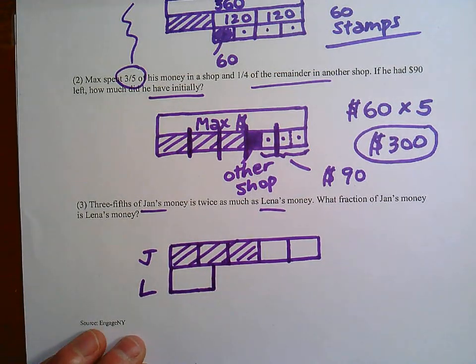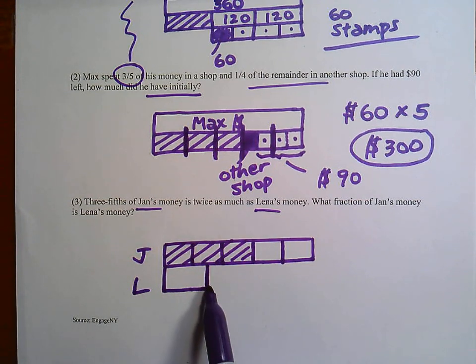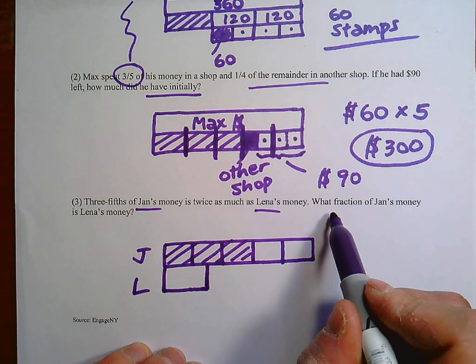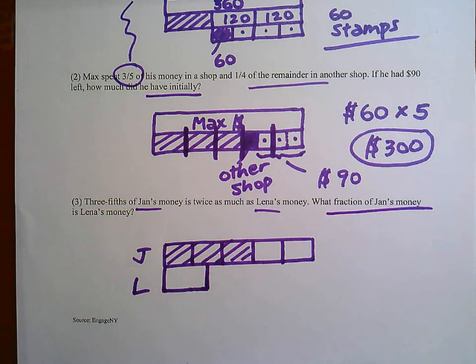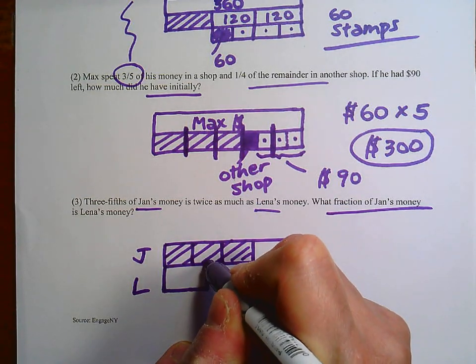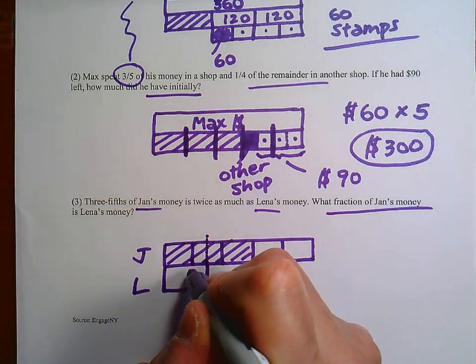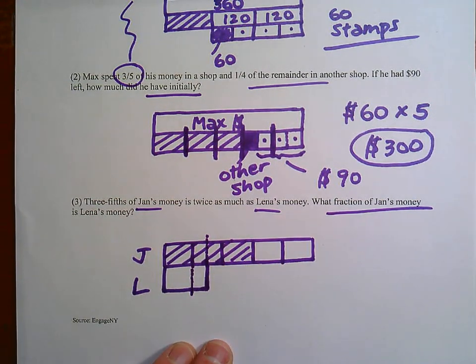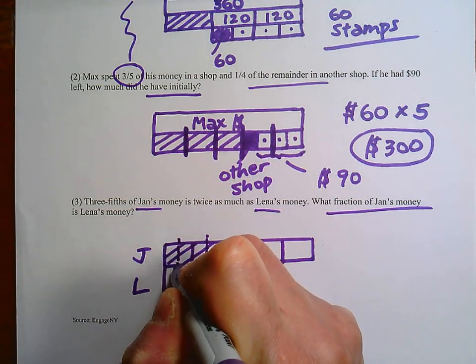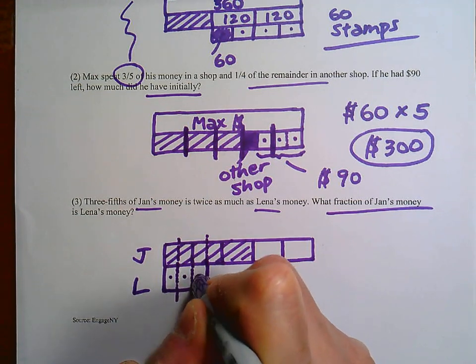You've got to be careful when you do this. Since Lena's money is half of 3/5 of Jan's, this line here is going to end up right at the middle of Jan's second box. And then the question is, what fraction of Jan's money is Lena's? Here we can draw a couple of extra lines. Because this hits at the midpoint, you can break that in half. Then I would be inclined to bring this down as well, and also break this in half.